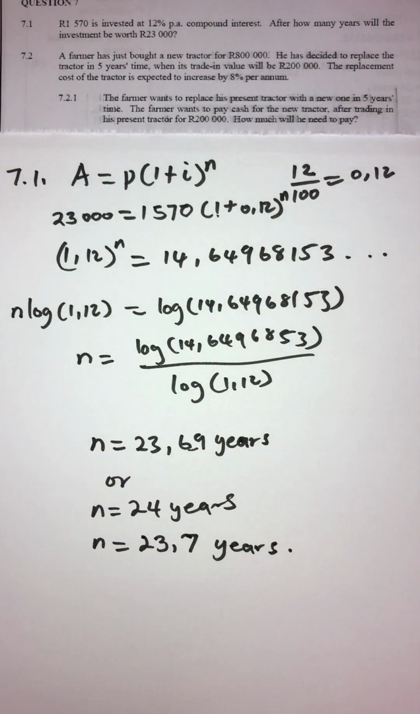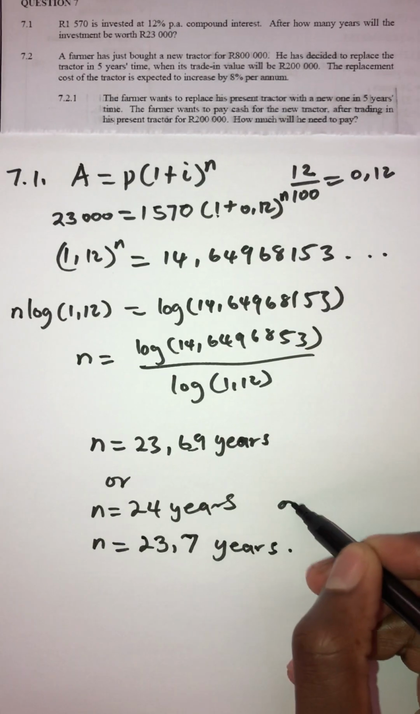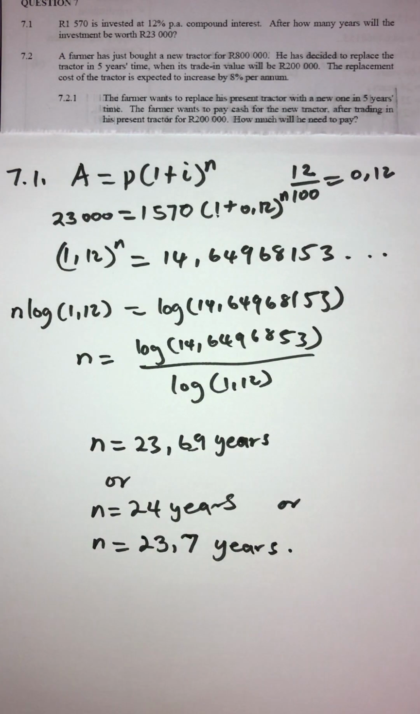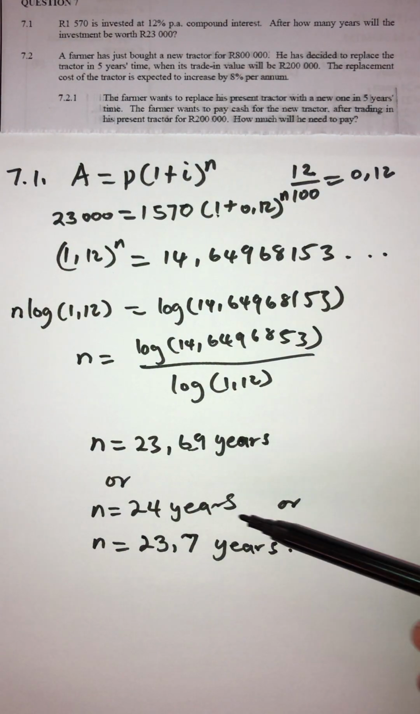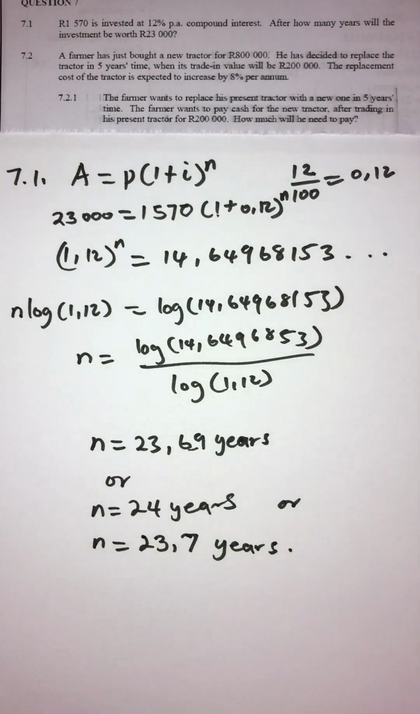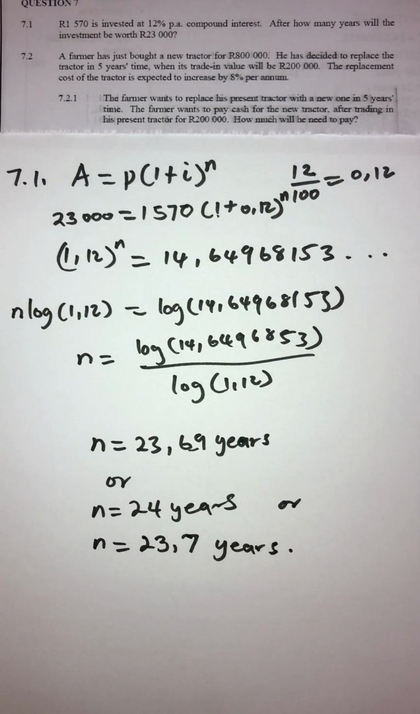So they accept everything here. They won't penalize you if you write it this way. It's either you write this, or you write this, or you write that. So it will be up to you. Now let's move to the following question.